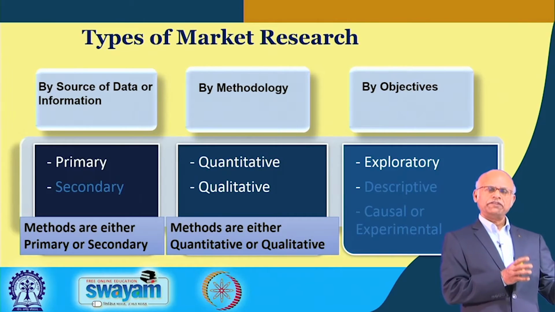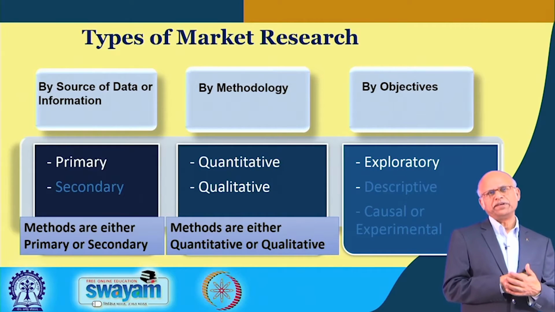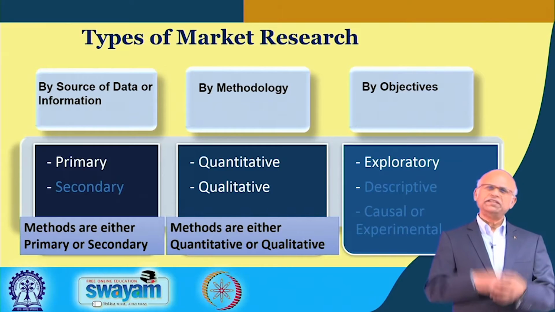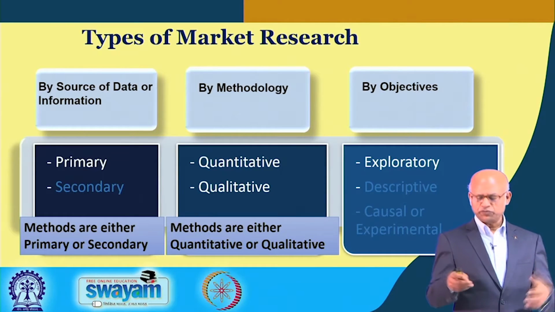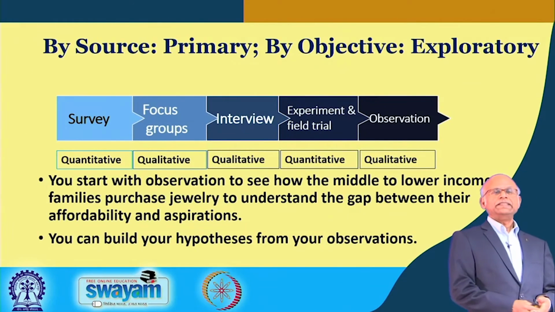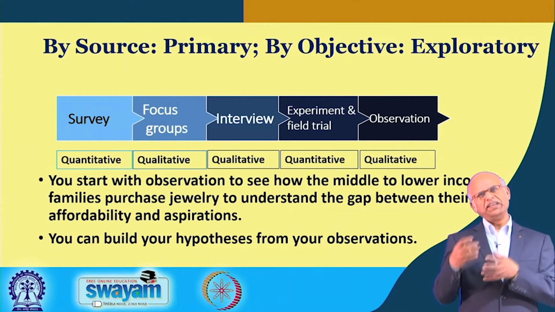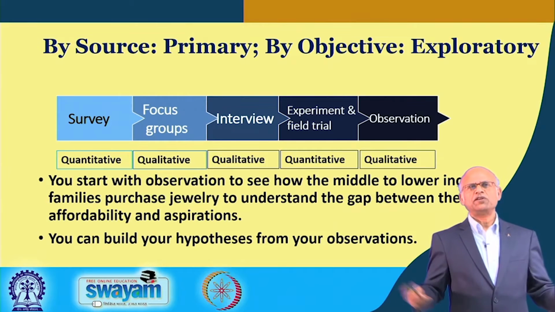Now, we will first discuss the primary method of market research, which will have both qualitative and quantitative data, and it will be exploratory. The first one will be exploratory. So, these are the primary types of research: survey, focus group, interview, experimental field trial, and observation.